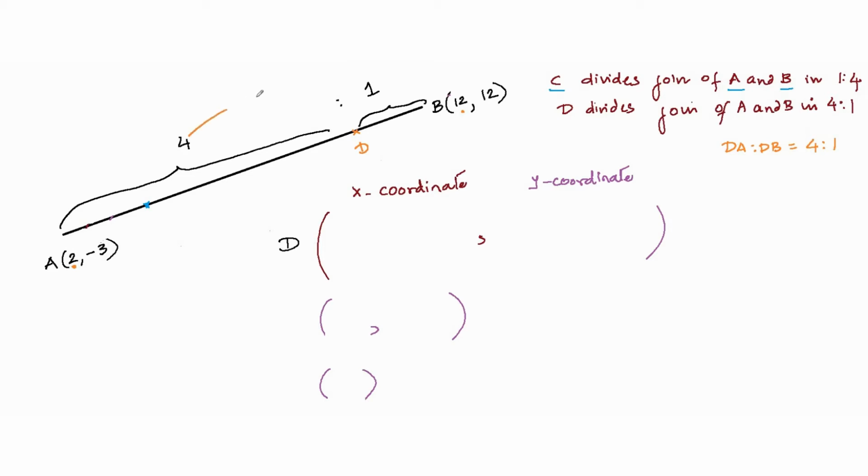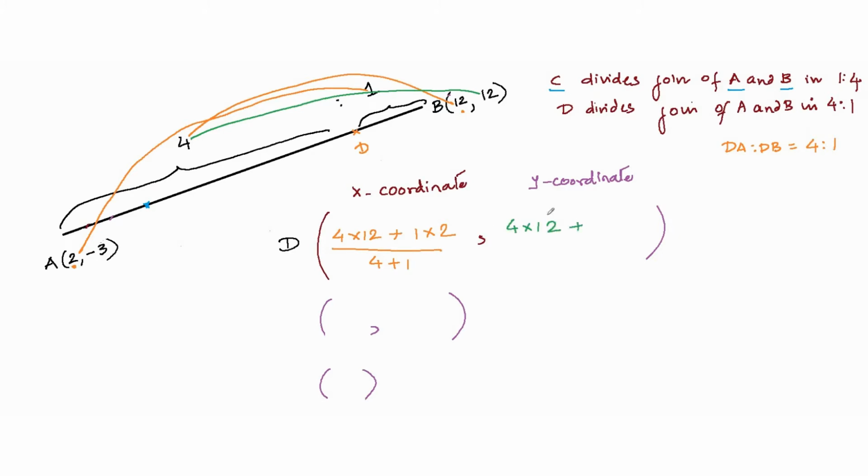So that means it's going to be 4 into 12 plus 1 multiplied by 2. If you notice, I am cross multiplying the ratio with the coordinate. So 1 multiplied by 2 divided by 4 plus 1. And to find the y coordinate of D, it's 4 multiplied by 12 plus 1 multiplied by -3, so 1 multiplied by -3 divided by 4 plus 1. So this is going to be 48 plus 2 upon 5.